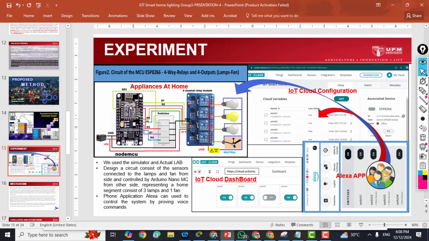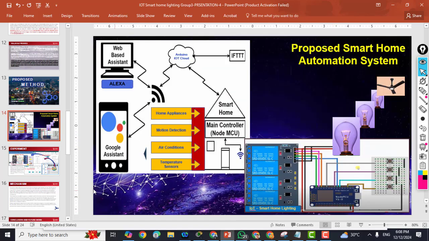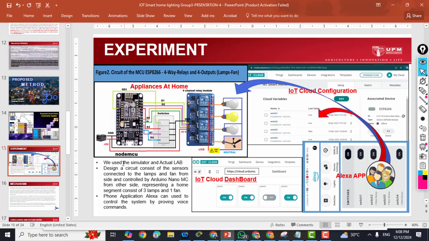I have an Arduino chip, as you see here, the name of the chip. This is called NodeMCU, which is an ESP8266. It has a lot of pins, and I connected a 4-channel electrical relay. I connect different lamps and a fan, different appliances, normal objects and appliances in my home, not smart ones.